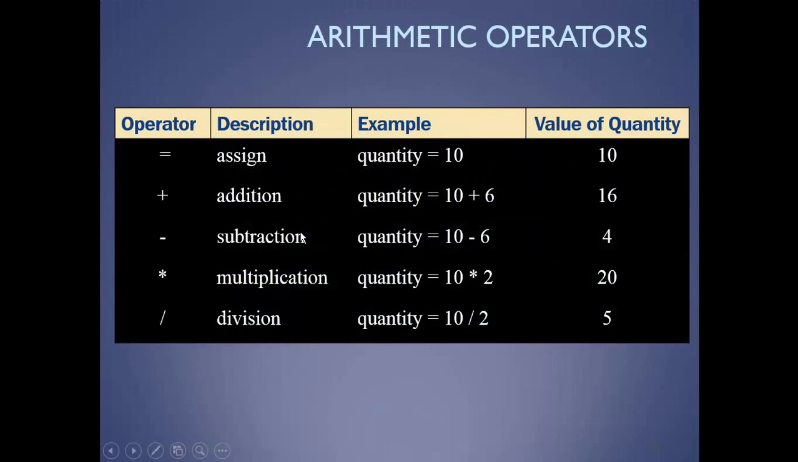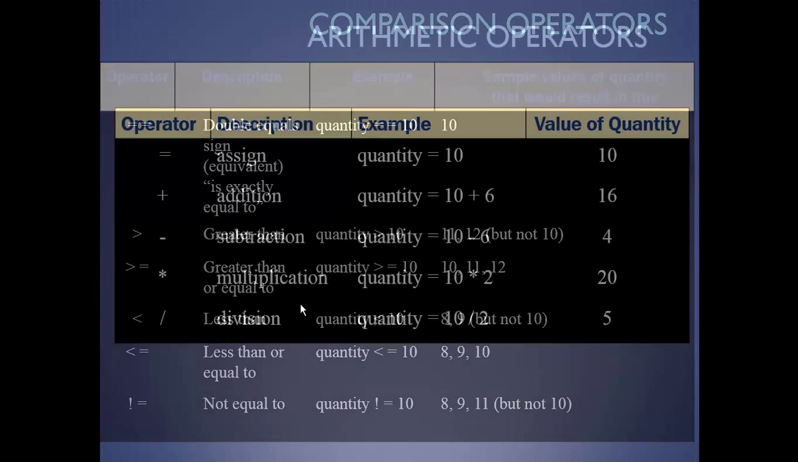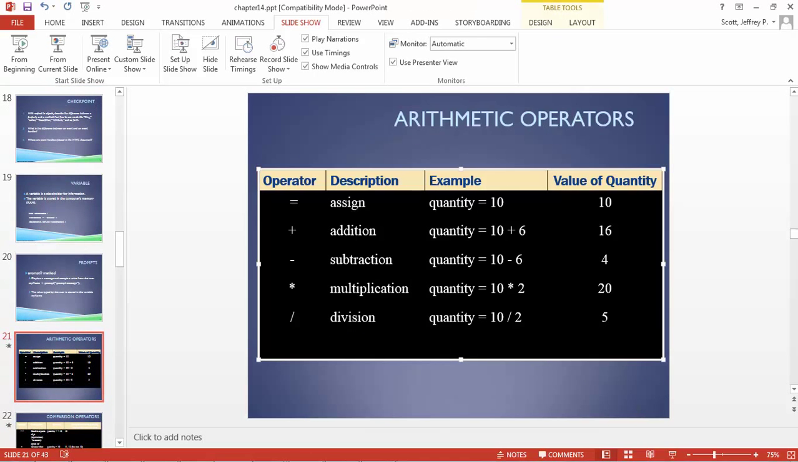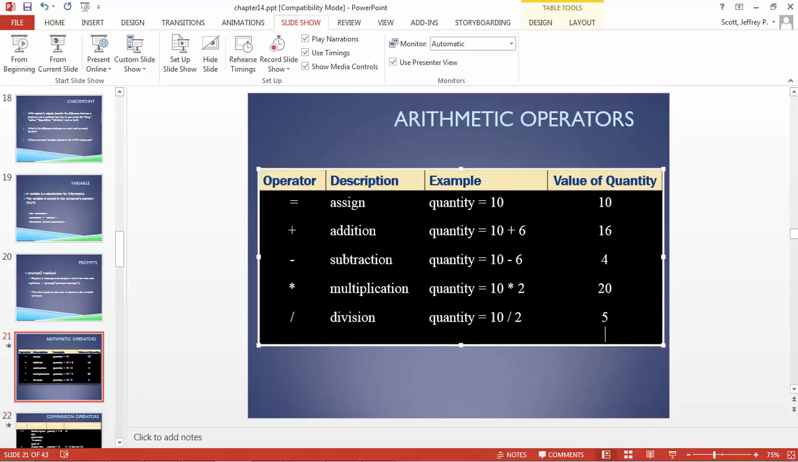The arithmetic operators are the ones you would think you would work with. Addition, subtraction, multiplication, division. Equals means assign. So technically this statement does not mean quantity equals 10. It means take the value 10 and assign it to the variable quantity. There's also one more in here, just so you know.